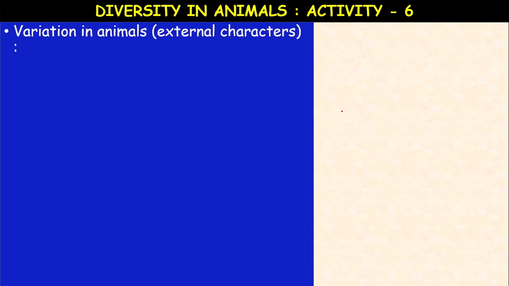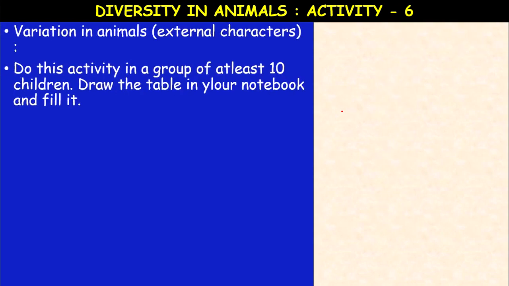Activity 6, the variation in animals, the external characters. Do this activity. The variation means the difference between the species is always greater than the variation within the species. The presence of differences between the organisms of the same species is called variation. So do this activity. What is that activity? Activity number 6 is variation in animals, external characters.